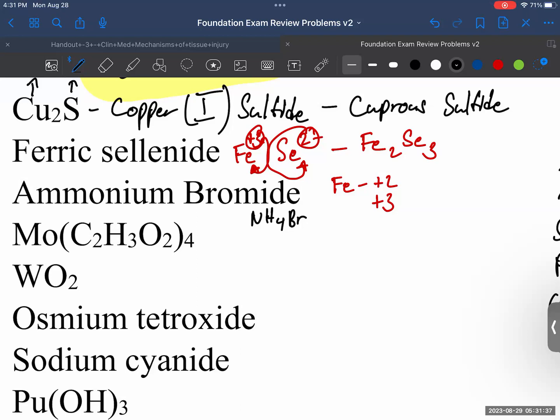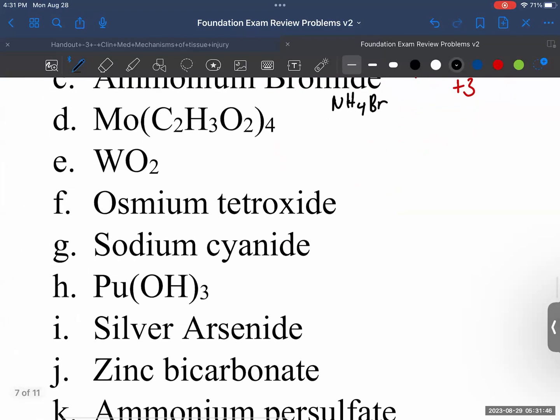So study up on your polyatomic ions, they might show up. Speaking of polyatomic ions, we got this next one. Mo(C2H3O2)4. All right. Some long thing, right? Let's break it down. C2H3O2, what does that one correspond to? Acetate. That's what the polyatomic ion is. So it's something acetate. Then Mo, what element is that?